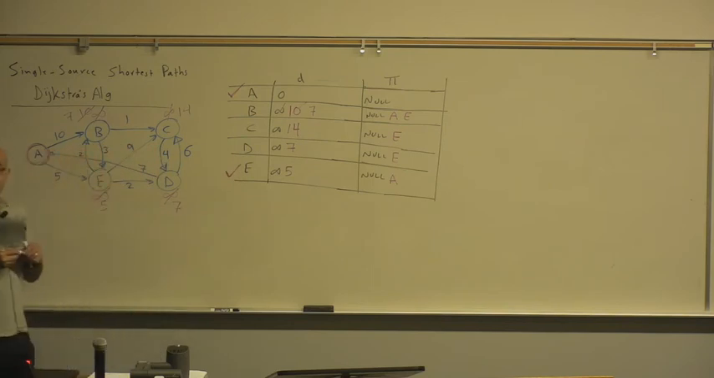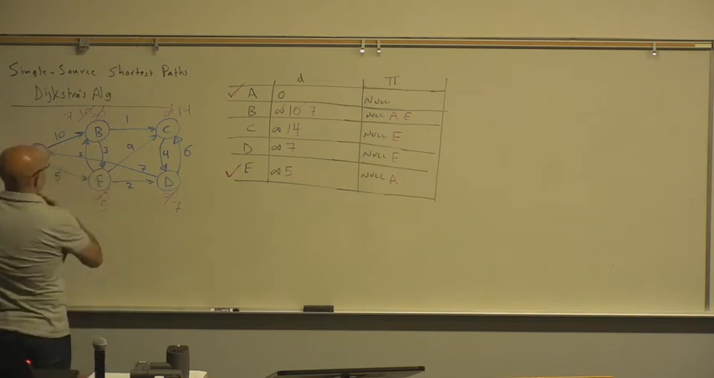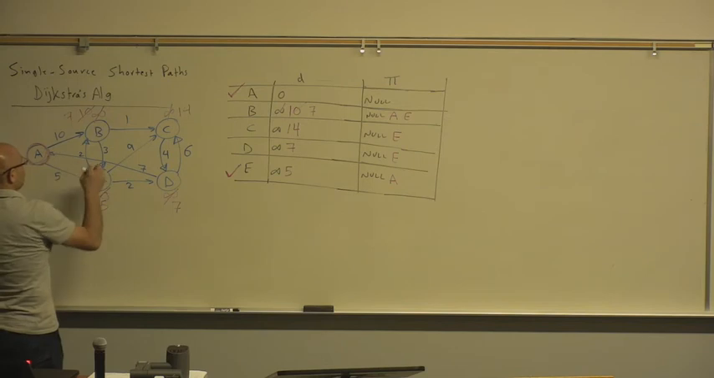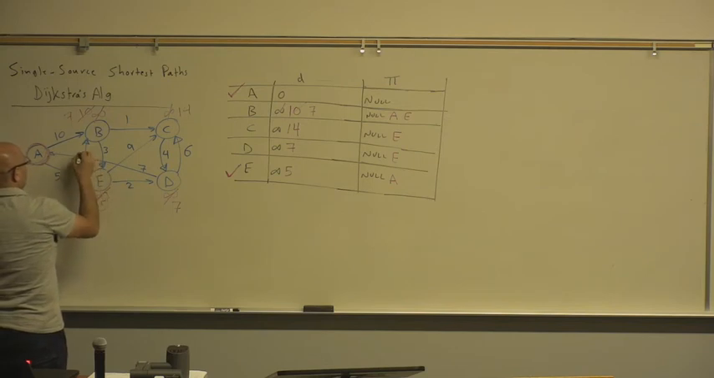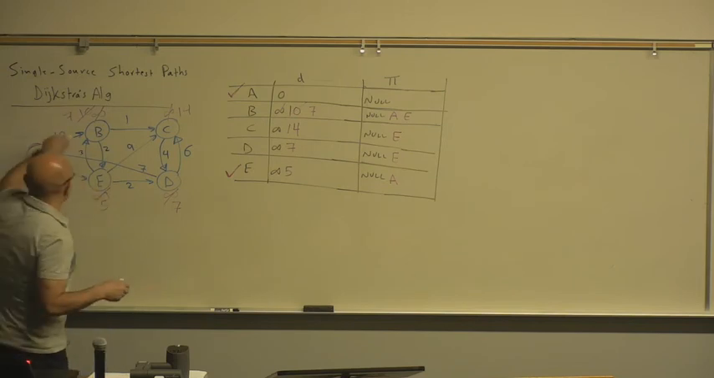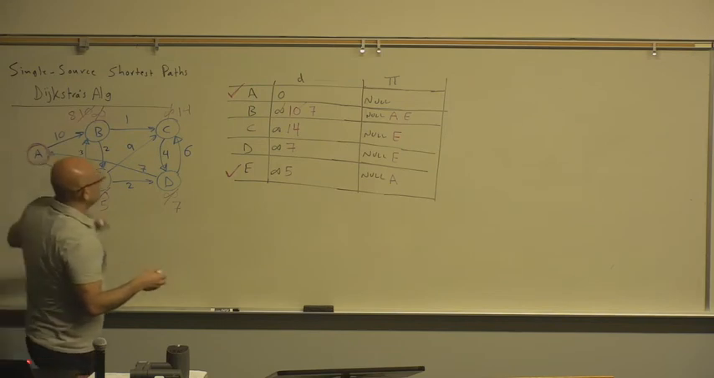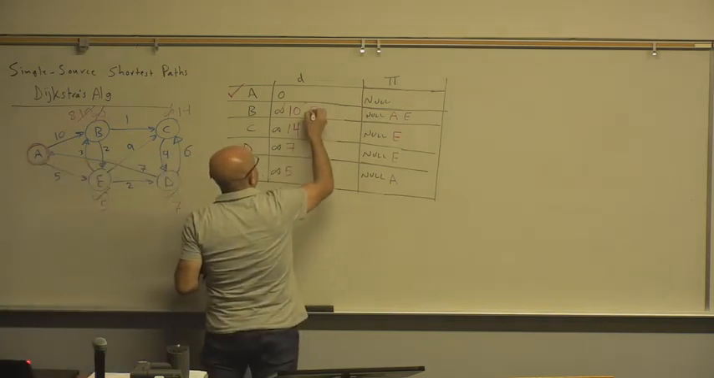Now, at this point, which vertex do I know has its minimum distance? I think I got these wrong. So this should be the 3 and this should be the 2. I got these switched. So this is going to be 8, not 7. I just discovered this. So this is 8 to B, and this is 8, not 7.